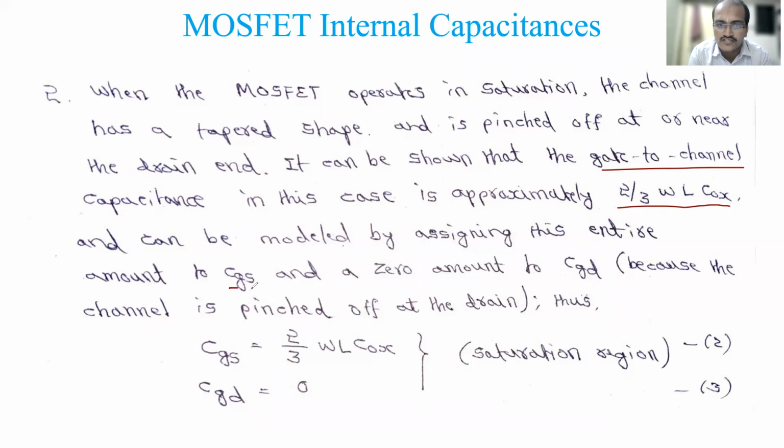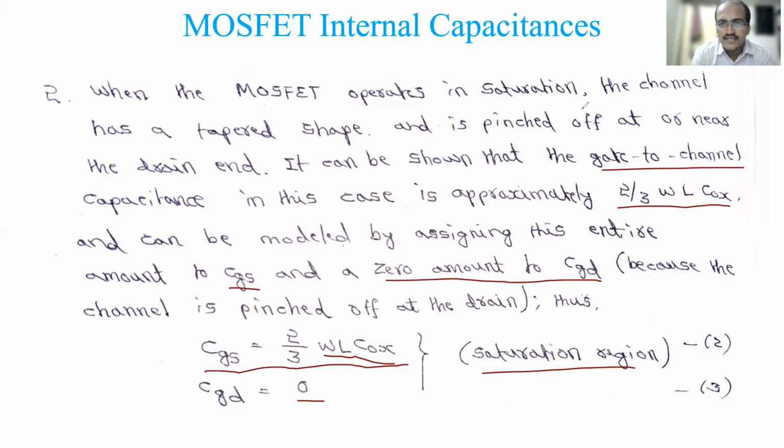It completely belongs to CGS because at the drain end it is pinched off, right? And a 0 amount to CGD. Now it is not an equal share, because the channel is pinched off at the drain side. So out of that, 2/3 WLCOX will be given to CGS. WL into COX is there for all the capacitances. But based on the operation of the MOSFET, in triode region it is equally divided among CGS and CGD. In saturation region, it is 2/3 for CGS and 0 for CGD, because there is no path there, right? So that's why it is the case.